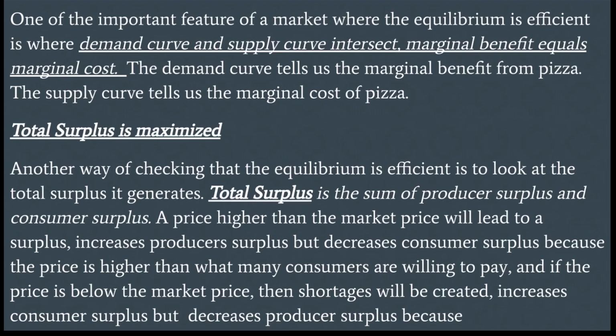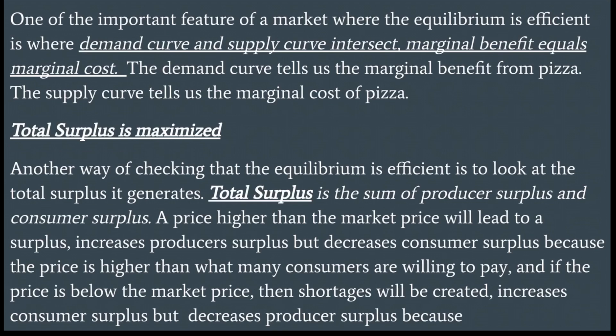One of the important features of the market where the equilibrium is efficient is where the demand curve and supply curve intersect. That is, marginal benefit equals marginal cost. The demand curve tells us the marginal benefit from pizza. The supply curve tells us the marginal cost of pizza. The total surplus is maximized. Another way of checking that the equilibrium is efficient is to look at the total surplus it generates. Total surplus is the sum of producer surplus and consumer surplus.